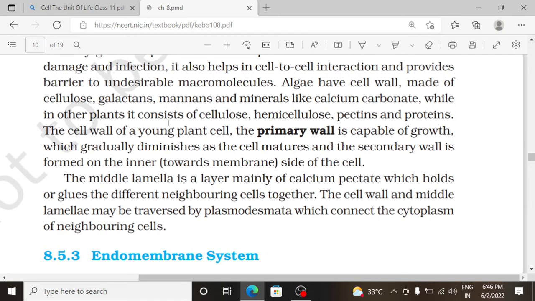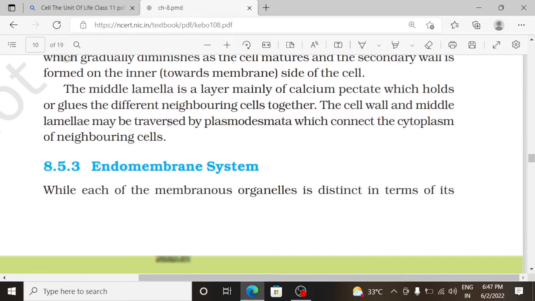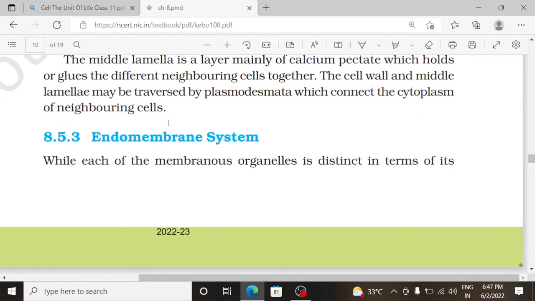Algae have a cell wall made of cellulose, galactans, mannans and minerals like calcium carbonate, while in other plants it consists of cellulose, hemicellulose, pectins and proteins. The cell wall of a young plant cell, the primary wall, is capable of growth, which gradually diminishes as the cell matures, and the secondary wall is formed on the inner side, that is towards the membrane side of the cell. The middle lamella is a layer mainly of calcium pectate which holds or glues the different neighboring cells together. The cell wall and the middle lamellae may be traversed by plasmodesmata which connect the cytoplasm of the neighboring cells.